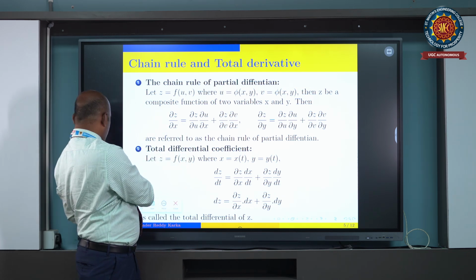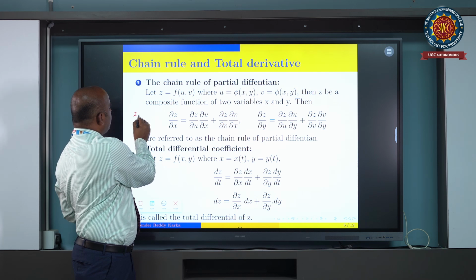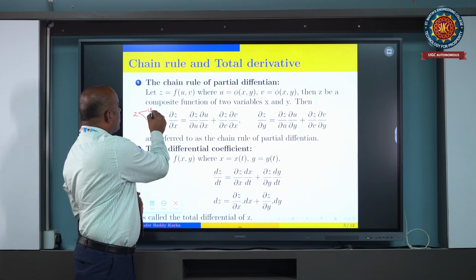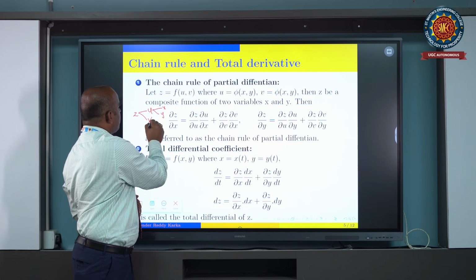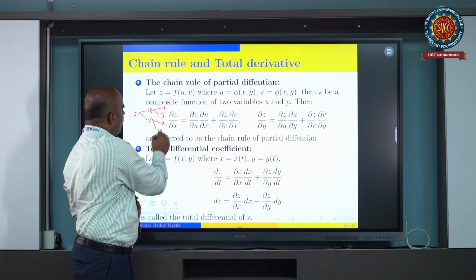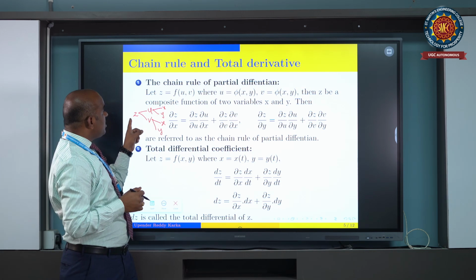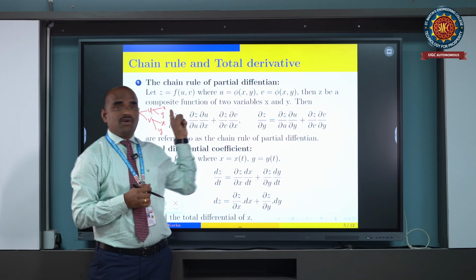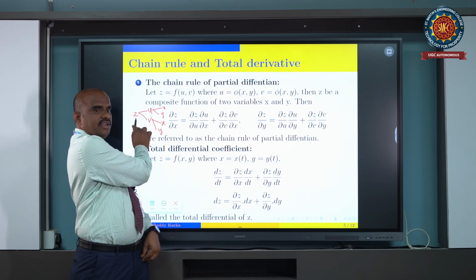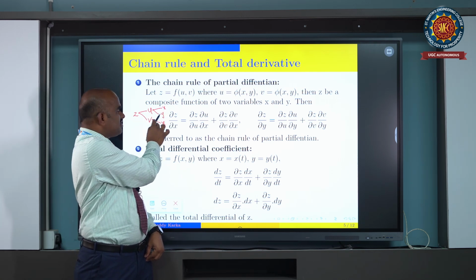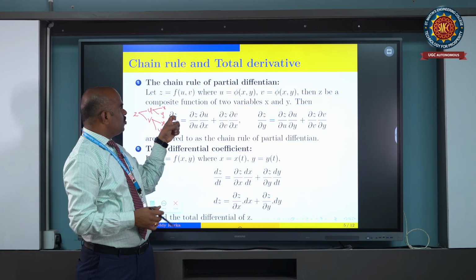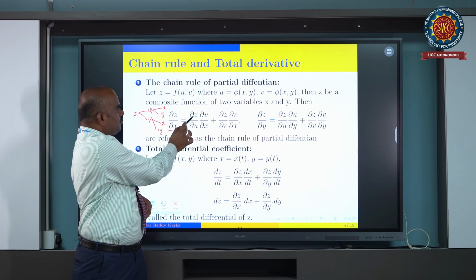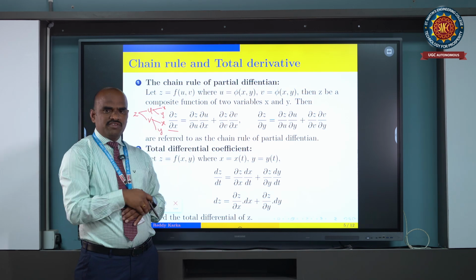Here z is a function of two variables u, v, and u, v are functions of x, y. See here, z is called a composite function of x, y. So, the partial differentiation of z with respect to x and with respect to y will exist. That is, ∂z/∂x is ∂z/∂u into ∂u/∂x.